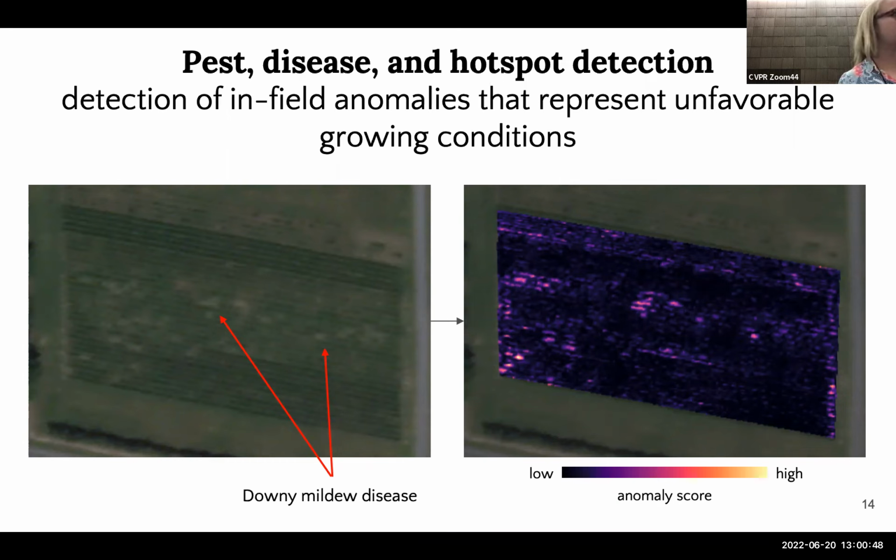And so an example of that here is a high resolution image from a satellite called SkySat from Planet Labs, which used to be owned by Google. And you can see there are these kind of bare spots within the field that are actually where downy mildew disease is growing on these Chardonnay plants. And so on the right, this is showing the anomaly score from one of our models that is detecting where in-field anomalies might be. So the bright yellow pink pixels are showing higher anomaly scores and the darker ones are lower anomaly scores.